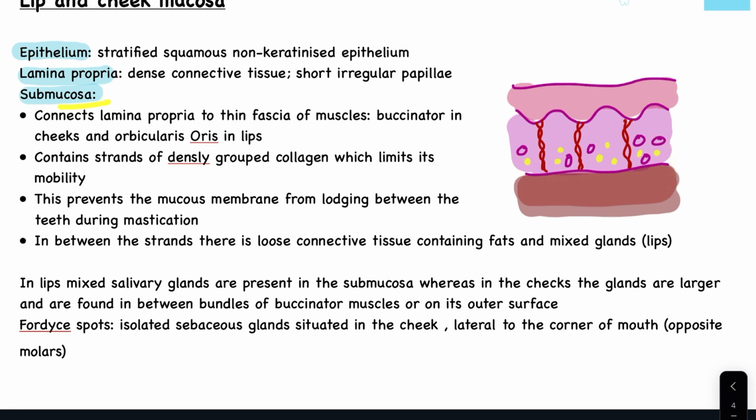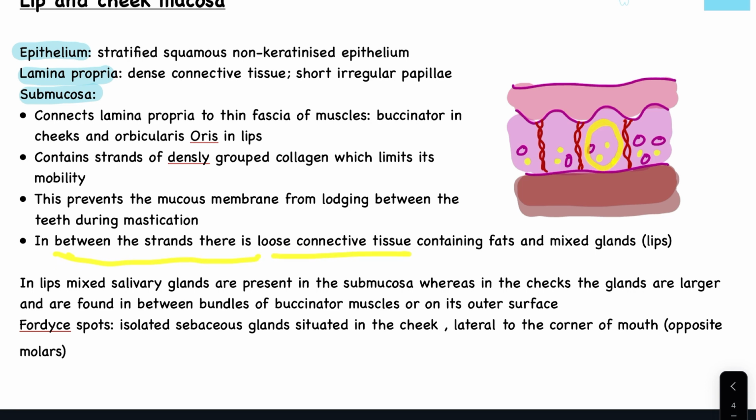So what does the submucosa do? It connects your lamina propria to the muscle underneath. It contains densely grouped collagen fibers, which limits its mobility. These collagen fibers are present in the submucosa, and their function is that they do not let this mucosa move. Why is that important? When we're eating, we don't want our lips and cheek to come in between your teeth. So it limits the mobility of the mucosa, which prevents the mucous membrane from lodging in between the teeth during mastication.